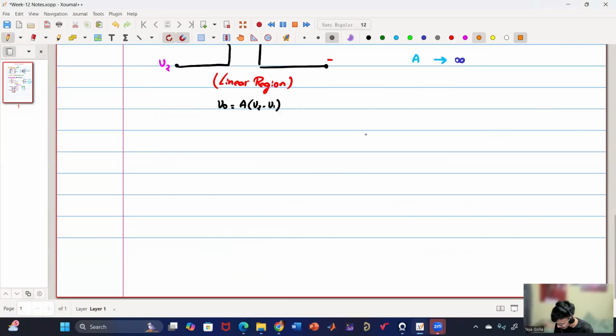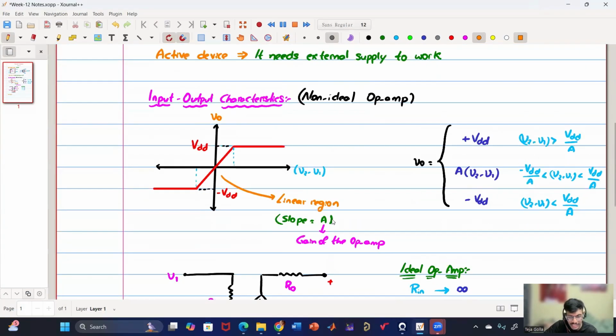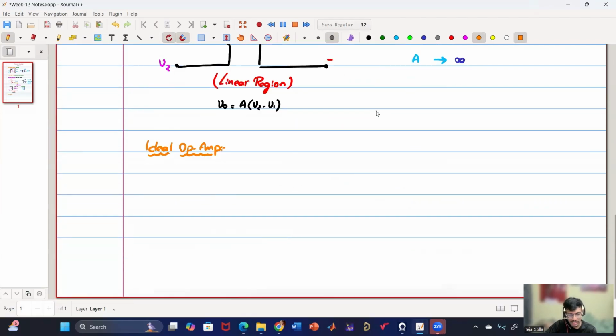So now we are talking about the ideal op-amp. In the case of an ideal op-amp, first of all, A is infinite. So this will not have some slope. The slope is infinite, so it will be a vertical line. So let us redraw the graph again.